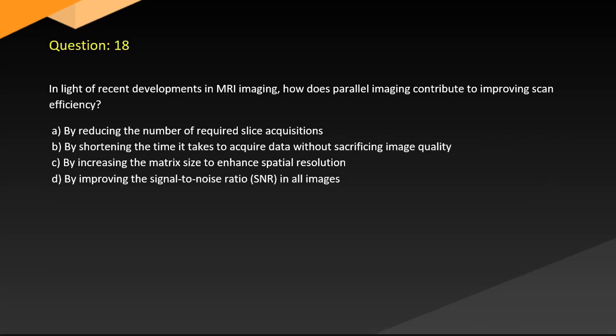Question 18. In light of recent developments in MRI imaging, how does parallel imaging contribute to improving scan efficiency? A. By reducing the number of required slice acquisitions. B. By shortening the time it takes to acquire data without sacrificing image quality. C. By increasing the matrix size to enhance spatial resolution. D. By improving the signal-to-noise ratio, SNR, in all images.